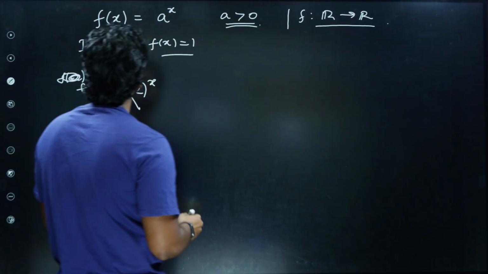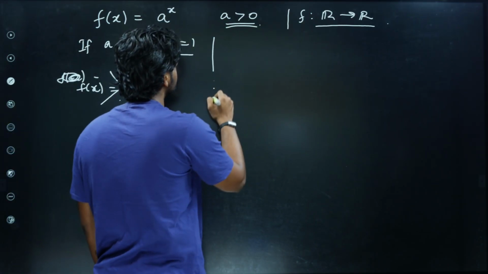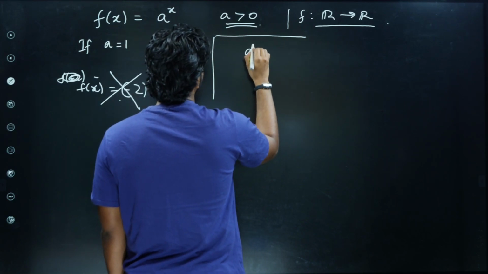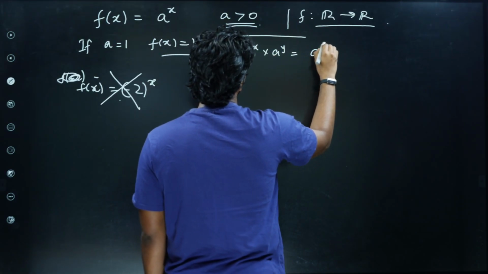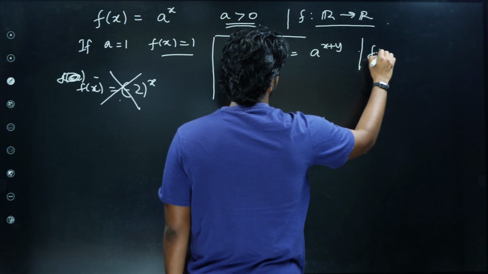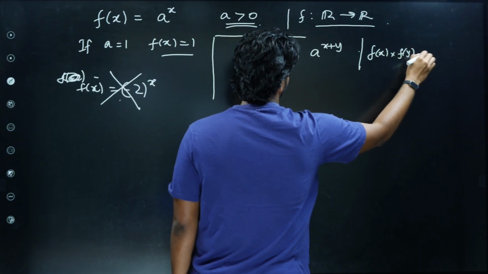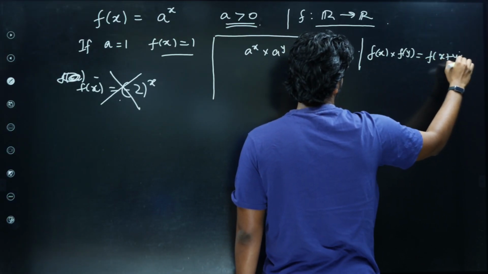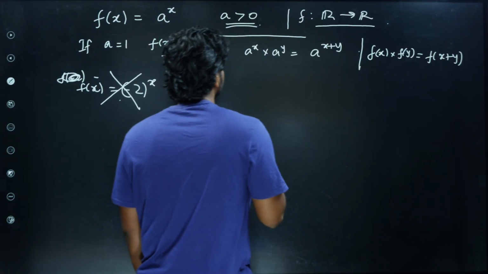And a few properties of exponential, basic indices properties, right? So a power x into a power y is always a power x plus y. In other words, f of x into f of y is equal to f of x plus y. This kind of correlation is really important.